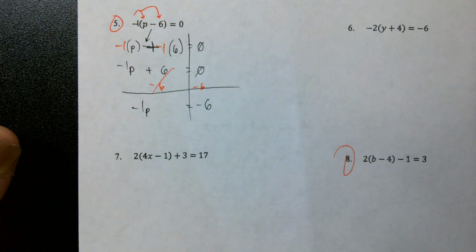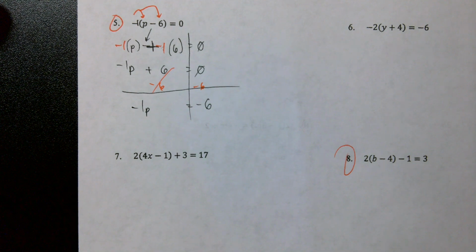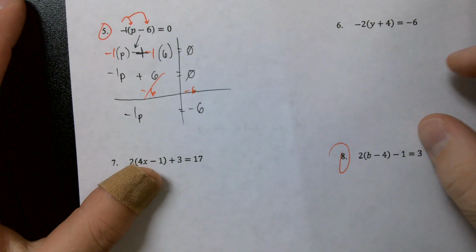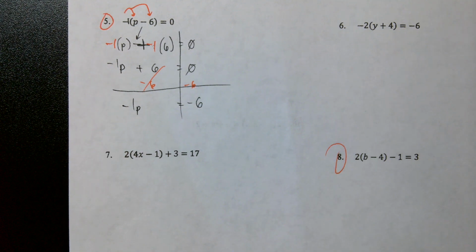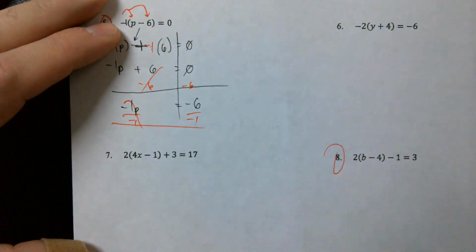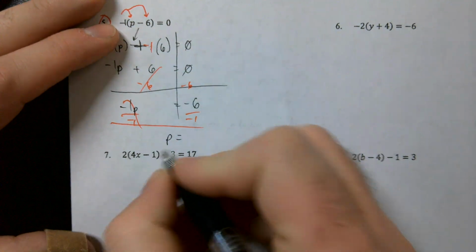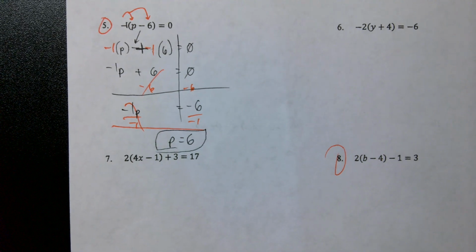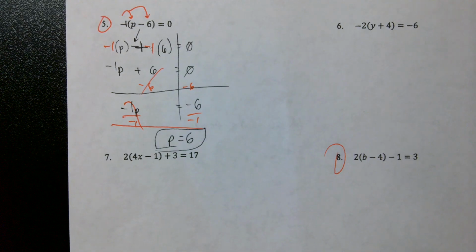-6, right? If I start at 0 on the number line and I subtract 6, I'm going 6 spaces to the left, landing me at -6. Am I done? Is that my answer? No? What do I need to do now? Divide by -1, exactly. My negatives cancel out, and p is equal to what? Positive 6. There you go. Great job. Positive 6.